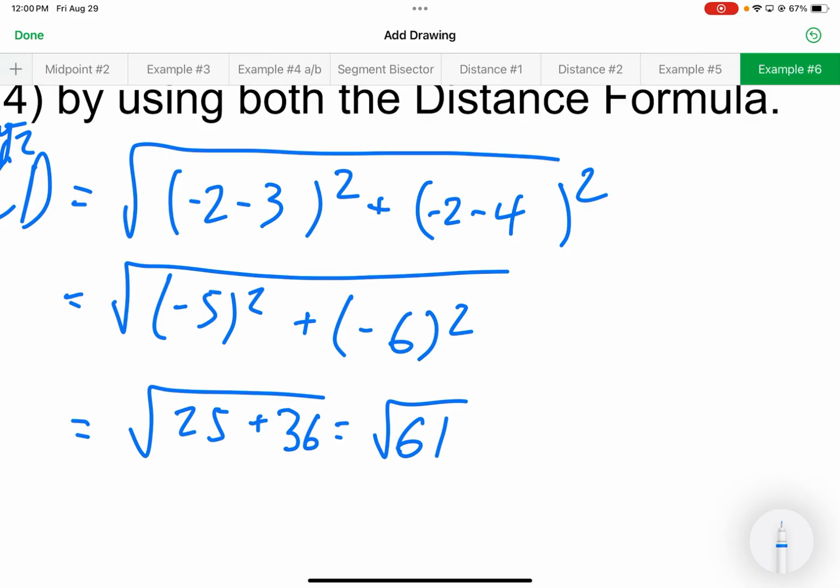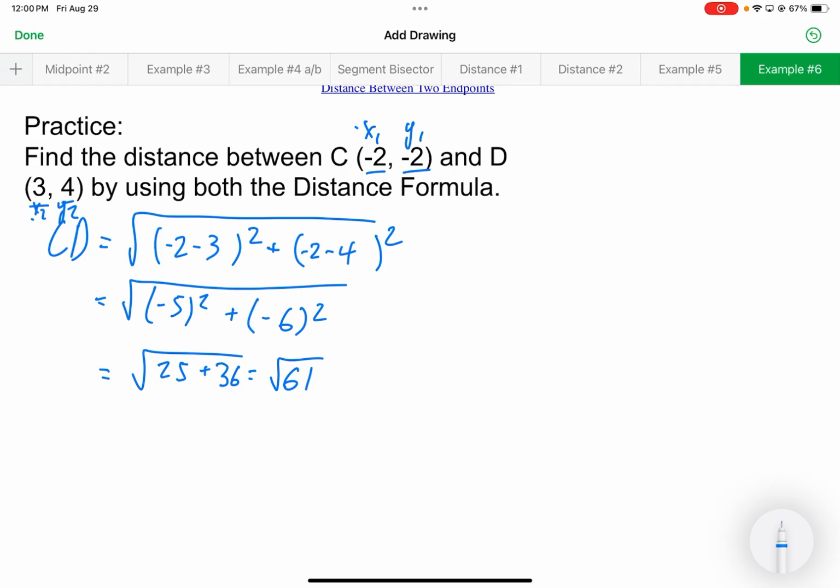7.8. What's after the 8? 1. Dang it. 7.81. I thought it was 7.89. I was close, though. All right. Any questions there? Pull out your worksheet.